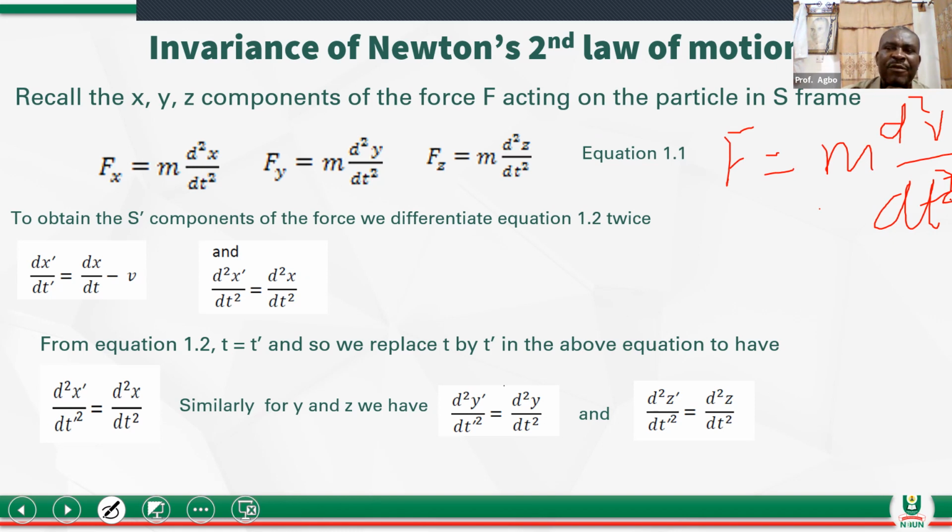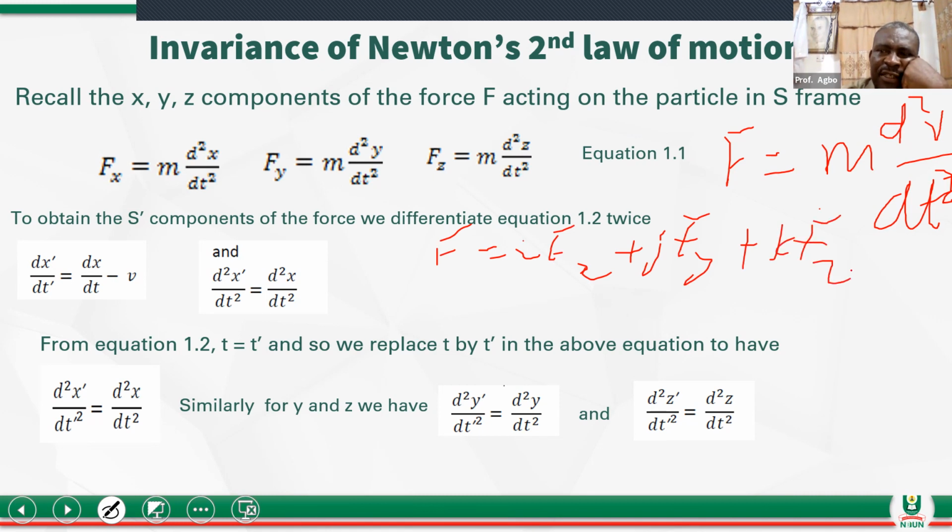Now, in Newton's law of motion, we need to remember that F is a vector and velocity is a vector. So the vector F is equal to i Fx plus j Fy plus k Fz. And with that, you look at the components here. For velocity, v is equal to i vx plus j vy plus k vz.